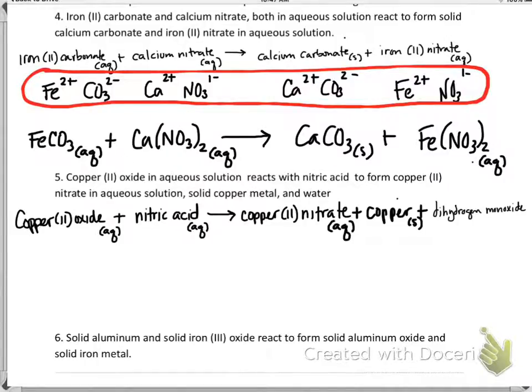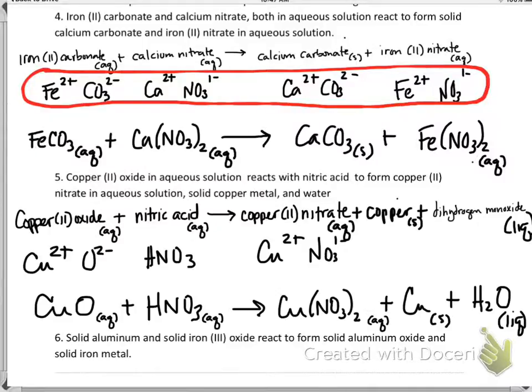Okay, our word equation for the next one is copper 2 oxide aqueous plus nitric acid. Acids are always aqueous. Yields copper 2 nitrate in aqueous solution plus solid copper plus dihydrogen monoxide. And though we're not told, we can safely assume that if the dihydrogen monoxide or water is given as water rather than water vapor, it is forming as a liquid. Now it's time to write your formulas.